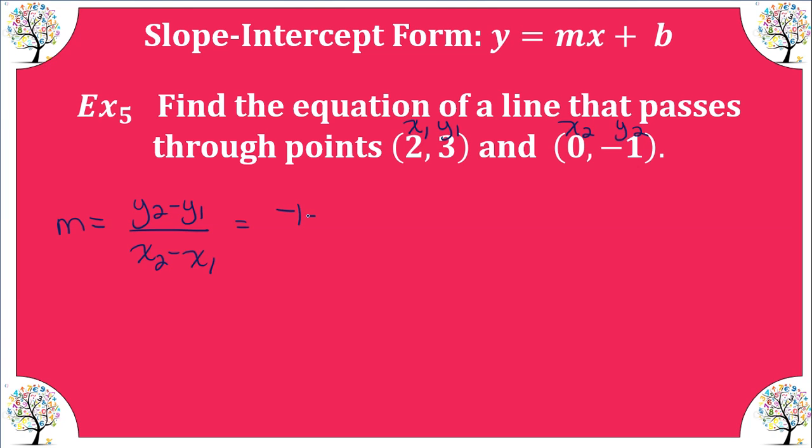We have -1 minus 3 over 0 minus 2. We get -4 over -2. That gives us a positive slope. Now remember, when x is 0, this is our y-intercept. This is the b value. So we can put this all together and say y equals 2x, our slope, minus 1.